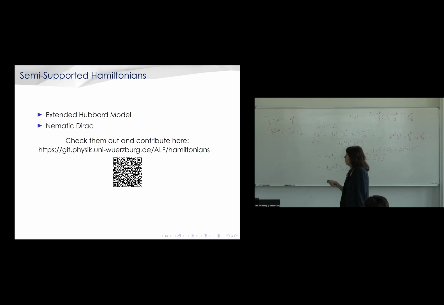I also wanted to note that we have a repository specifically for semi-supported Hamiltonians, which you can get from the QR code. These are things that people worked on as projects in the past and are sharing with everyone. There's an extended Hubbard model there, Pneumatic Dirac, and I'm certain there should be others. I have plans to contribute as well. You can check them out, but you can also contribute your own Hamiltonians here too. All right, and that's it.